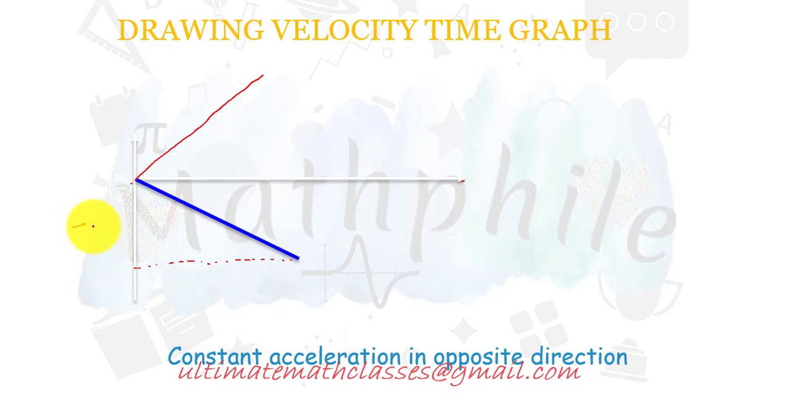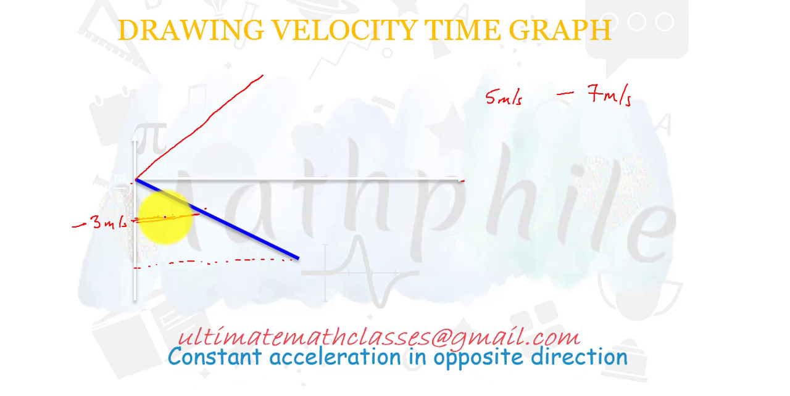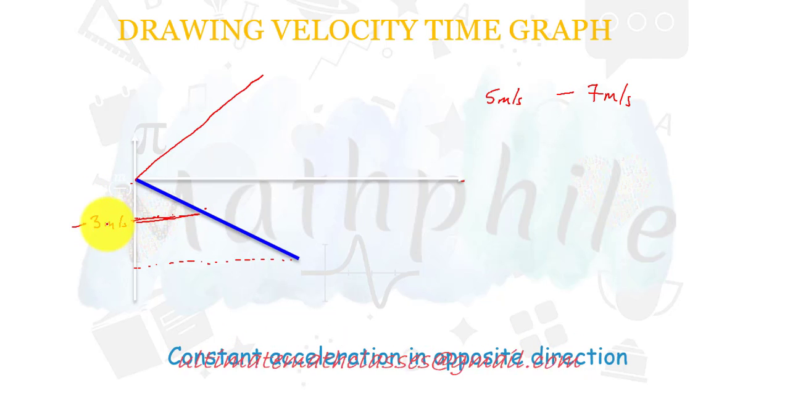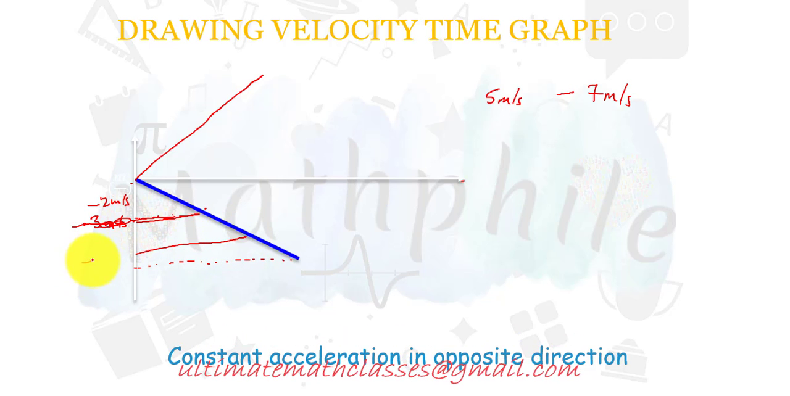This side is with negative velocity, so negative 3 meters per second. Before we started, I mentioned 5 meters per second and negative 7 meters per second. Which of these two is faster? Negative 7. Negative is just for direction. So if I find the speed at this point, let's say it is negative 2 meters per second. The speed at this point is negative 4 meters per second, and at this point is negative 5 meters per second.